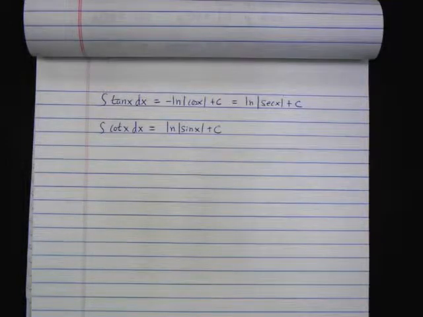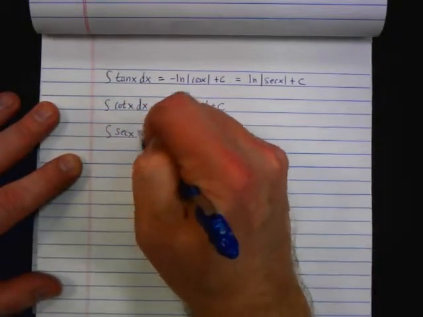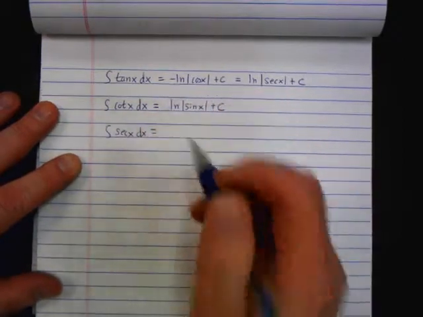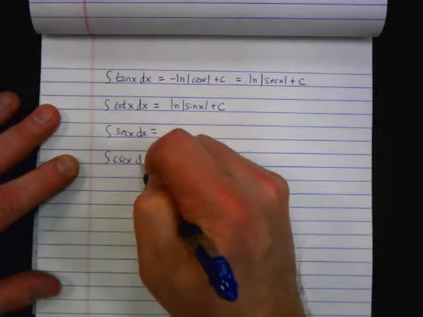Questions on that? All right, integral secant x dx. Let's see if we can figure that one out. And then we'll have an integral for cosecant x dx, and that'll be all of them.